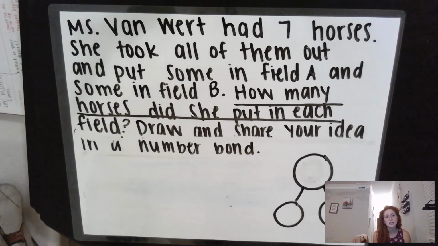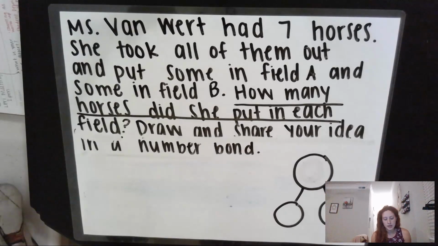So this question says, Miss Van Wert had 7 horses. She took all of them out and put some in field A and some in field B. How many horses did she put in each field? Draw and share your idea in a number bond. As you can see, I've already underlined my question. How many horses did she put in each field?